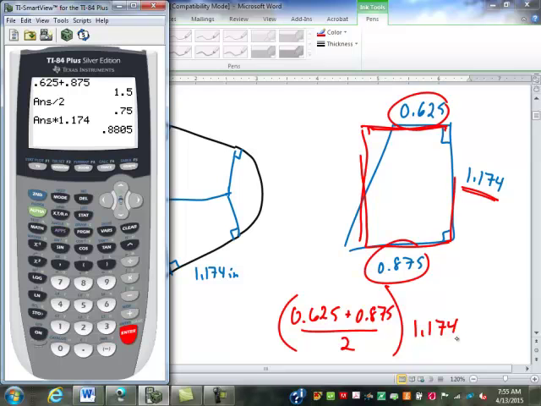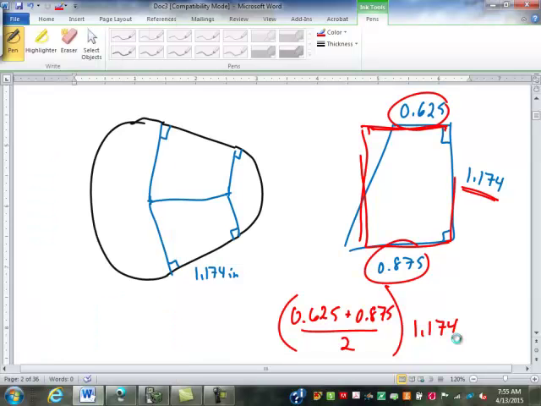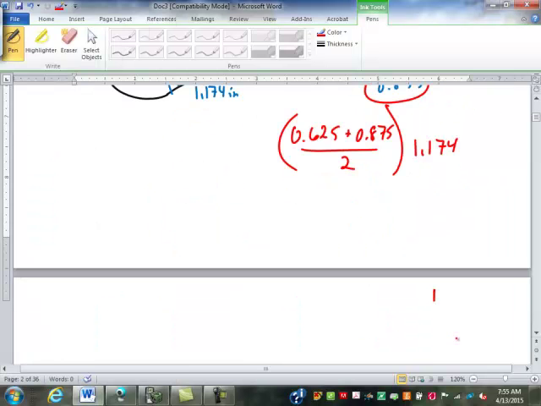Multiply by 2? Yeah, there you go. Question was almost too easy. Thought it was a trick. 1.761. That is square inches. Remember, this is area.